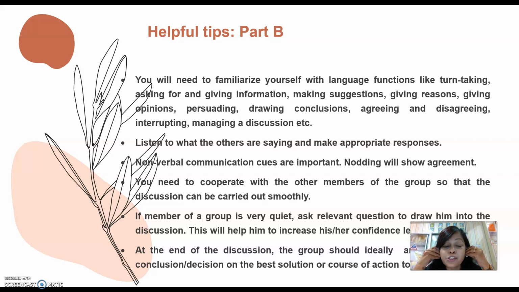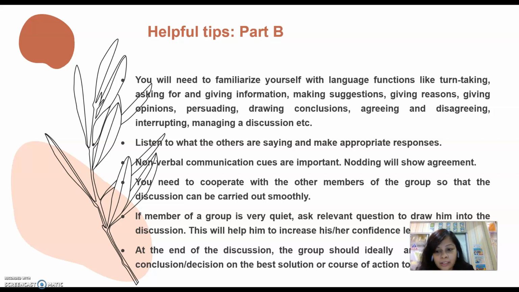You need to cooperate with the other members of the group so that the discussion is carried out smoothly. If another group member is quiet, you need to ask relevant questions, prompt him or her to draw that person into the discussion. Usually we can see that if the candidates are proficient, they will try to interact with those other candidates who are not very proficient. That shows that you are contributing to the discussion, and you need to link the others' contributions to the discussion.